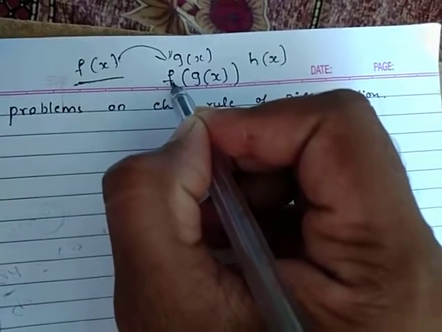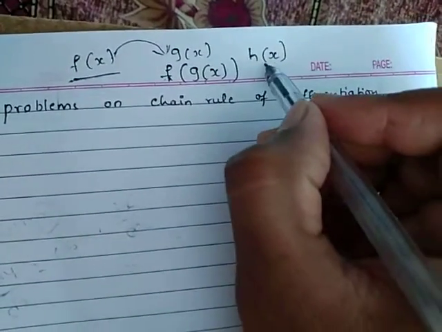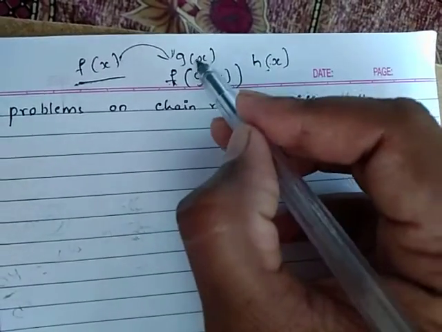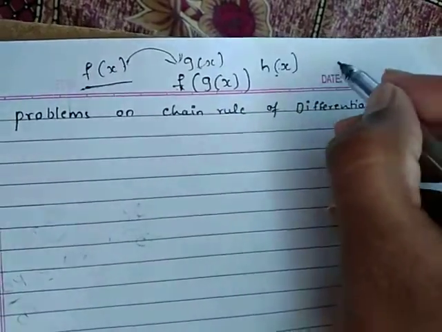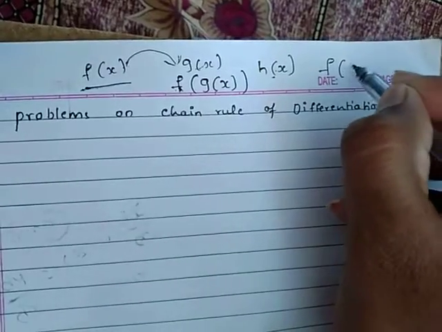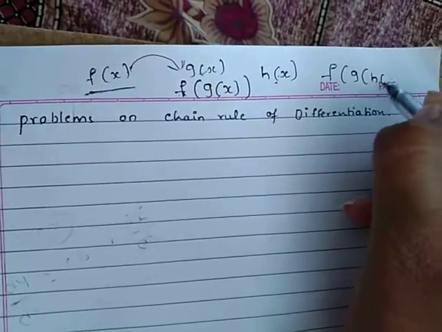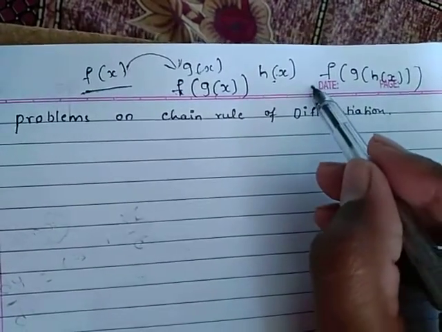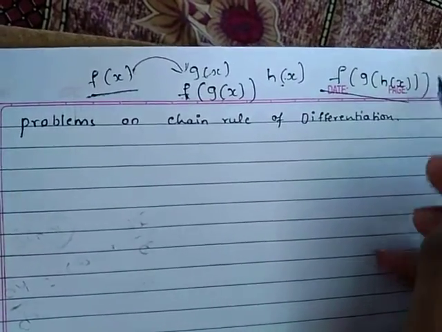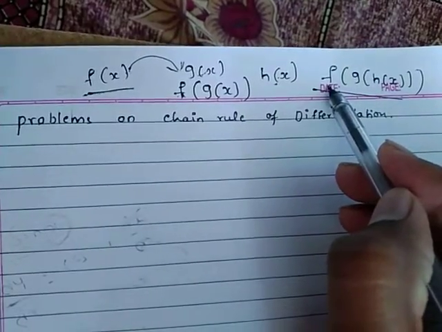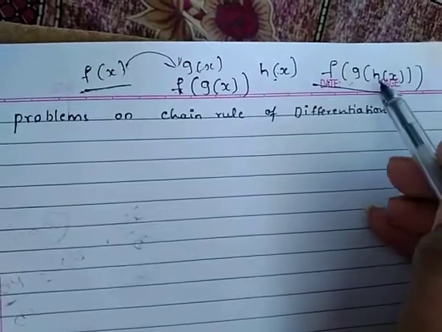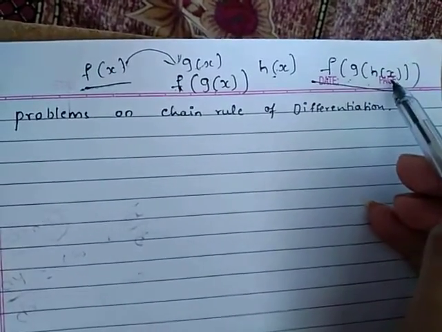Suppose h of x is another function which is acting as the x variable in the function g of x, meaning f of g of h of x. Suppose we need to differentiate this function, meaning first we need to differentiate f, again we need to differentiate g, again we need to differentiate h with respect to x.